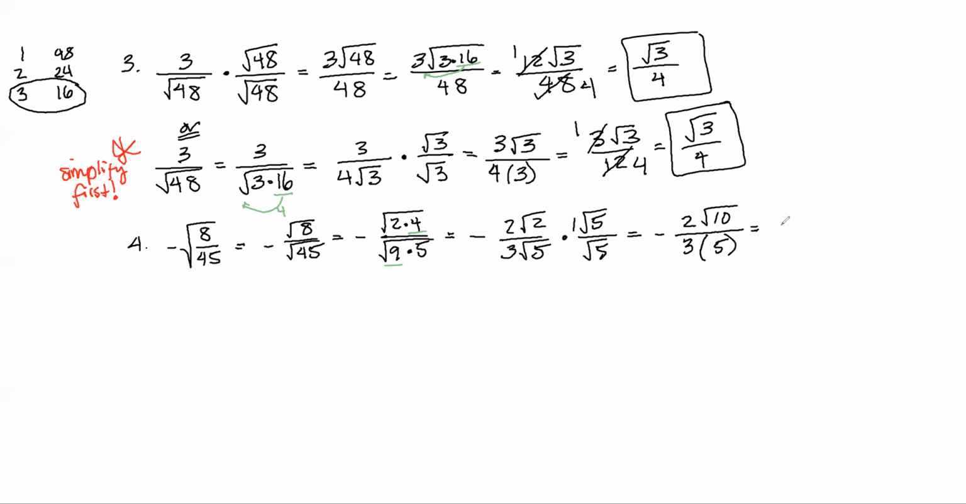Now, if I simplify, we have, again, negative. 10 cannot be broken into a perfect square. So we're going to leave this as 2 square root of 10 over 3 times 5, which is 15. Do not be tempted to reduce the 10 and the 15. And why is that? 10 has a radical, 15 does not. So this is not a normal 10, this is the square root of 10, which is a smaller number than the actual 10.